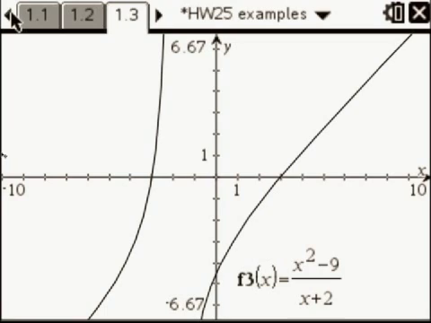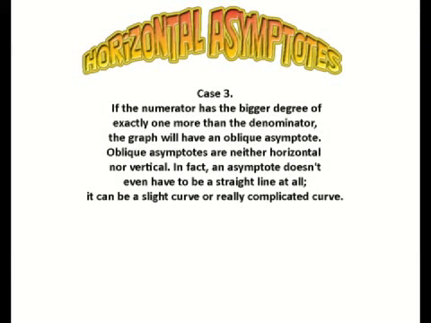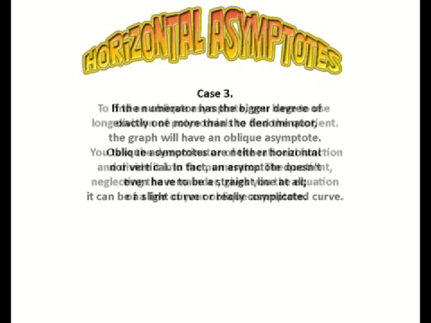Looking at the graph, x equals negative 2 would be right about here, and that's an asymptote of this function. But I think there's something more interesting going on. This last example we're doing is an example I'm going to call case 3. If the numerator has the bigger degree of exactly one more than the denominator, the graph will have an oblique asymptote. Oblique asymptotes are neither horizontal nor vertical. In fact, an asymptote doesn't even have to be a straight line at all. It can be a slight curve or a really complicated curve.